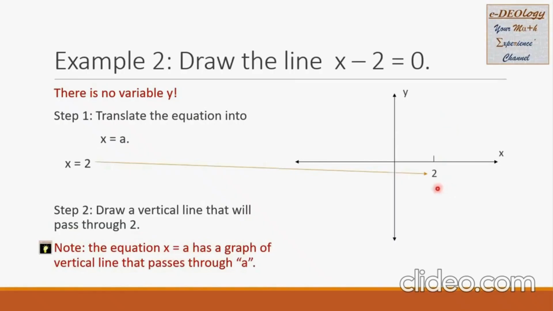Then let us locate the number 2 on the x-axis. We will now draw the vertical line that will pass through this positive 2. And this is our final answer.